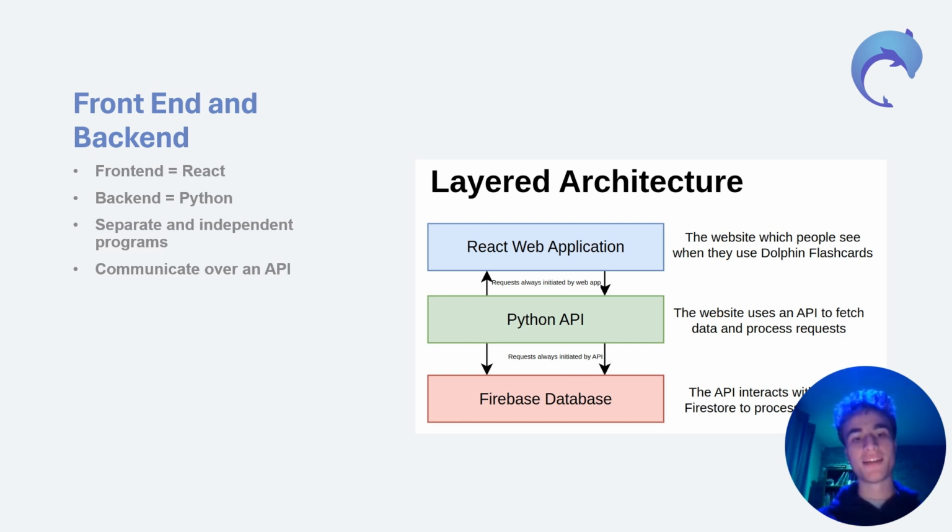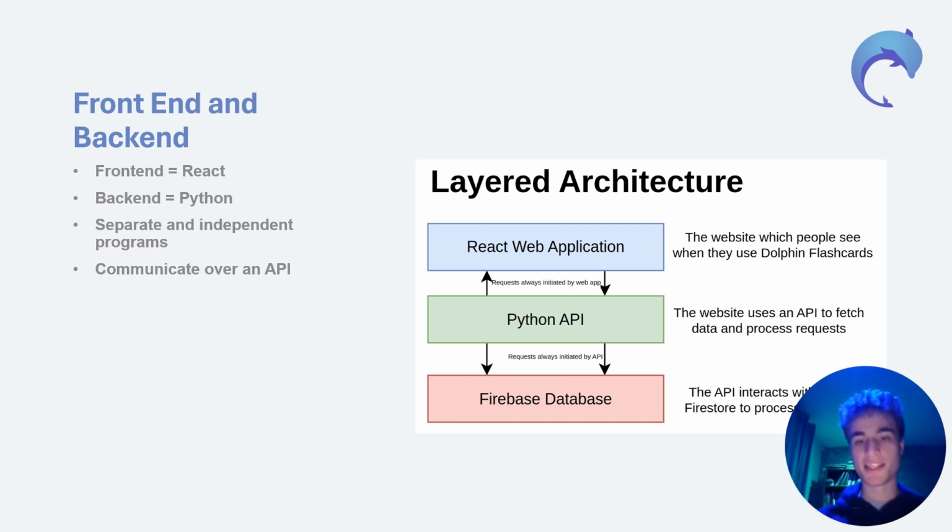So the front end is coded in React and the back end is coded in Python, and they're separate and independent programs, and they communicate over something called an API, so an application programming interface. So this means that you can run the front end program on its own without running the back end, and you can run the back end without running the front end. But of course, to properly use them, they need to work together and they need to run together. Otherwise, they won't really work properly. But you can run them independently, so they're kind of separated and independent.